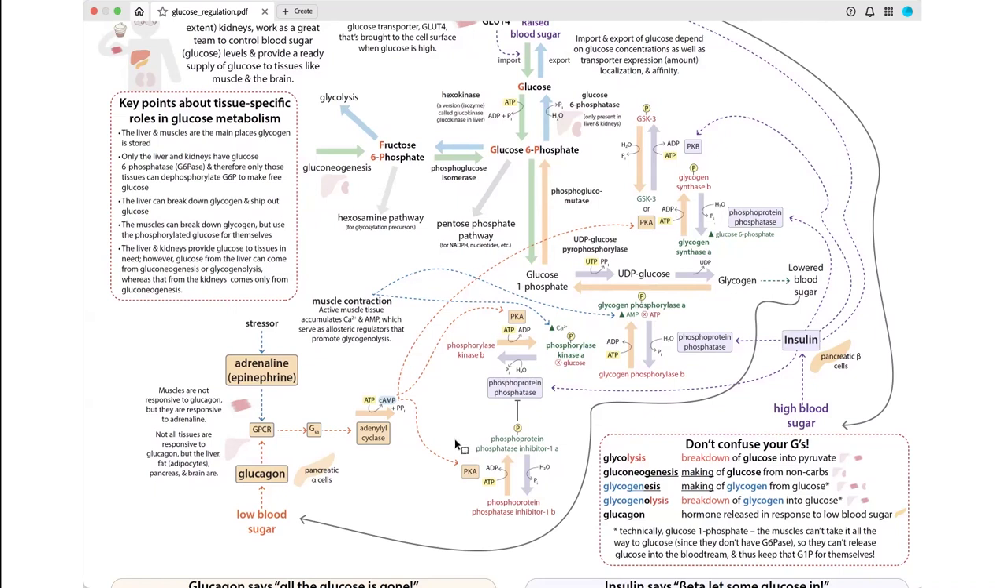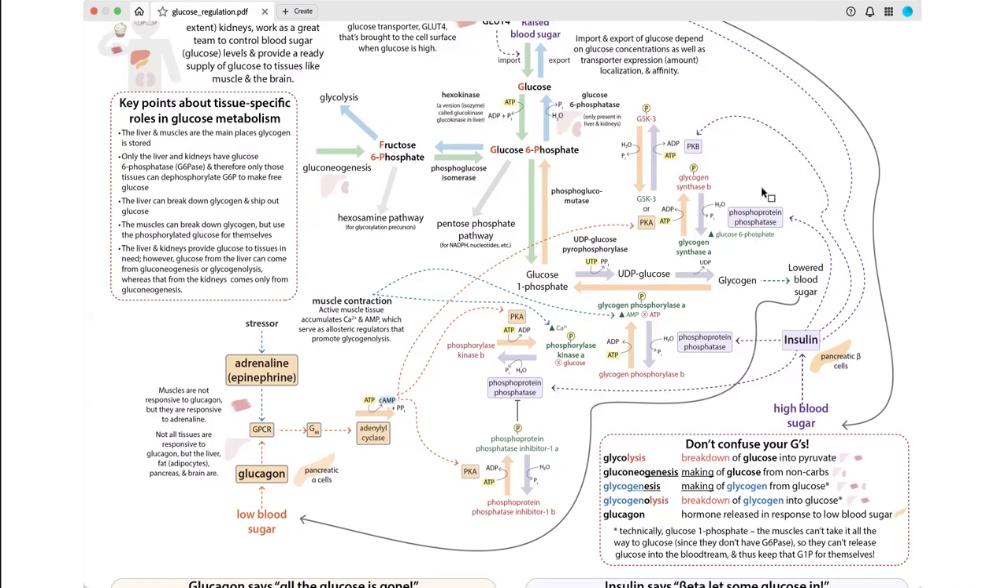Now, PKA has a way, however, to inactivate the phosphatase. It phosphorylates this phosphoprotein phosphatase inhibitor, which activates the inhibitor, which inhibits the phosphoprotein phosphatase. And that way, it kind of undoes the action of the phosphatase or prevents the activity of the phosphatase.